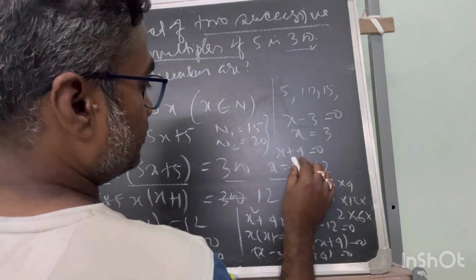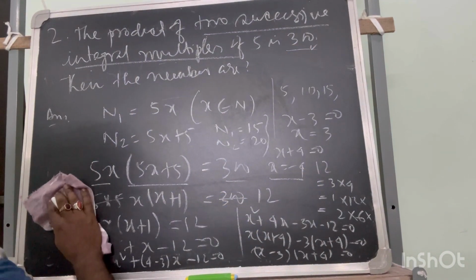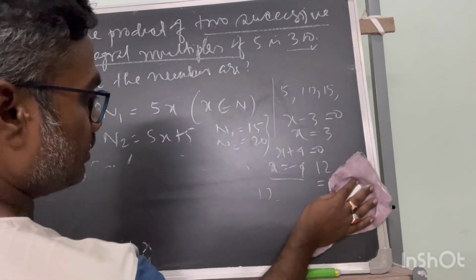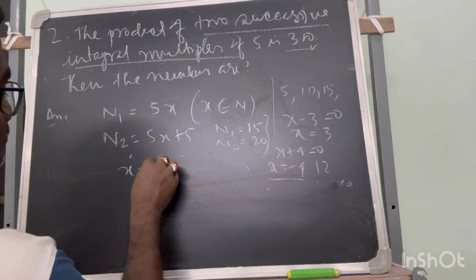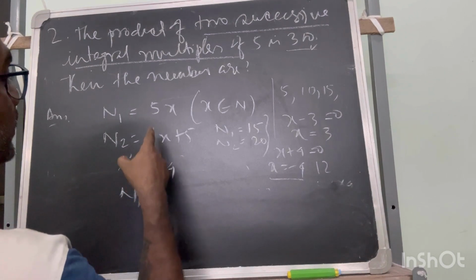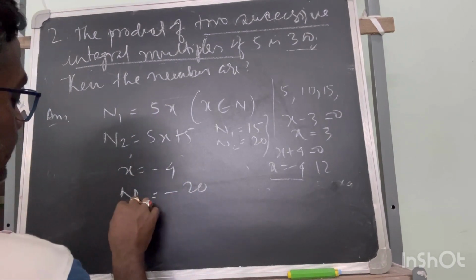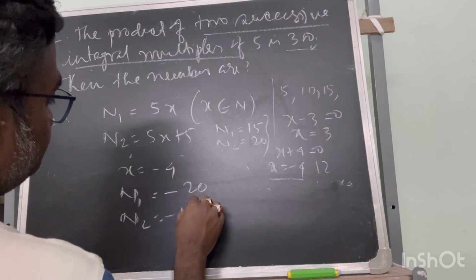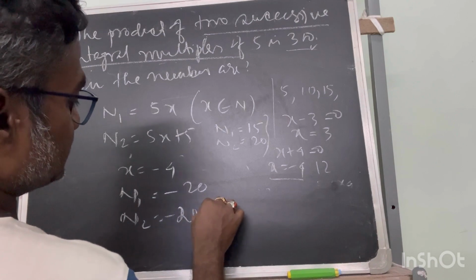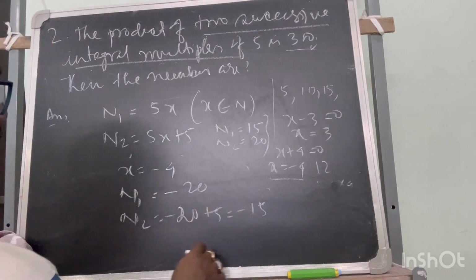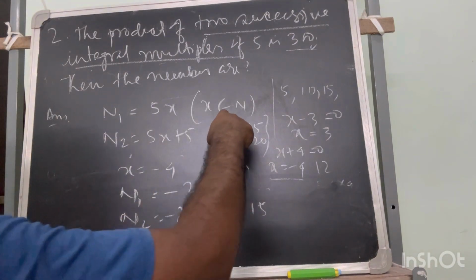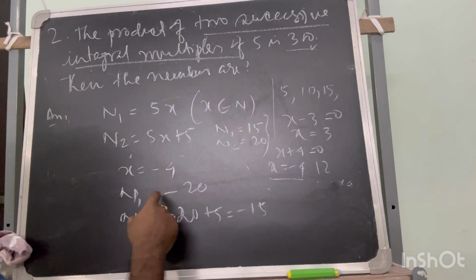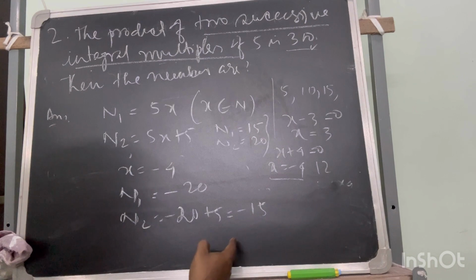So if I take x is equal to minus 4, now you have already solved, so I can rub it out. So if I take x is equal to minus 4, so n1 will be minus 20 and n2 will be what? Minus 20 plus 5, so that means minus 15. Now see, if we multiply this, then also I will get 300. So that means n1 is 15 and n2 is 20, and n1 is minus 20, n2 will be minus 15. So both are correct solutions and that is accepted.